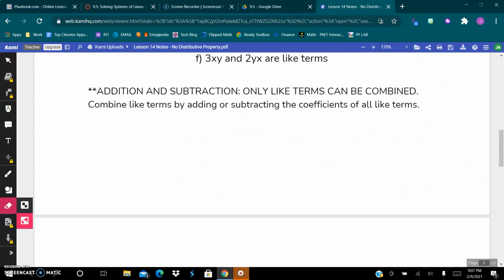All right. Addition and subtraction, only like terms can be combined. So if it's just adding and subtracting in our problem, we can only combine things that are exactly the same. So exactly the same letter and exactly the same exponent.